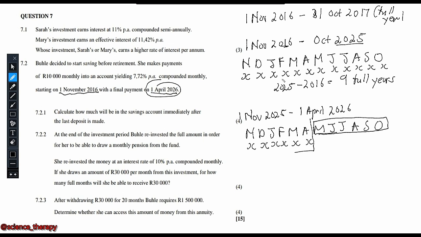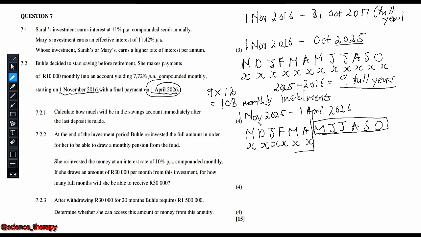So now we want to find out how many monthly installments will be made in total. Remember, from 2016 to 2025, November to October, there were 9 full years, meaning that in terms of months, that's 9 multiplied by 12. So how many monthly installments were made within that 9 full years? That's 9 multiplied by 12. We get 108 monthly installments, right? Or monthly payments.